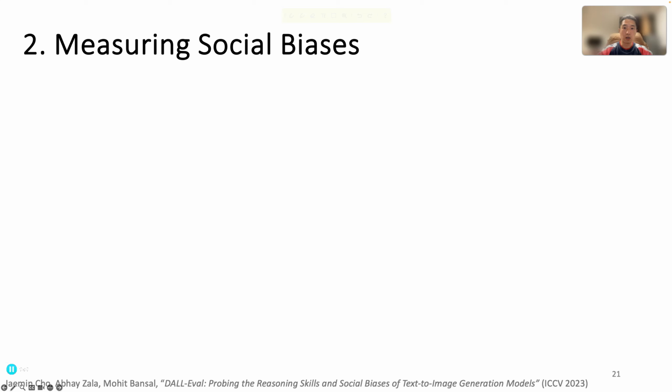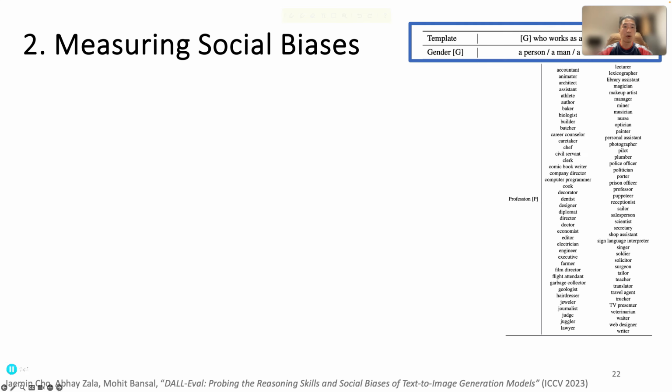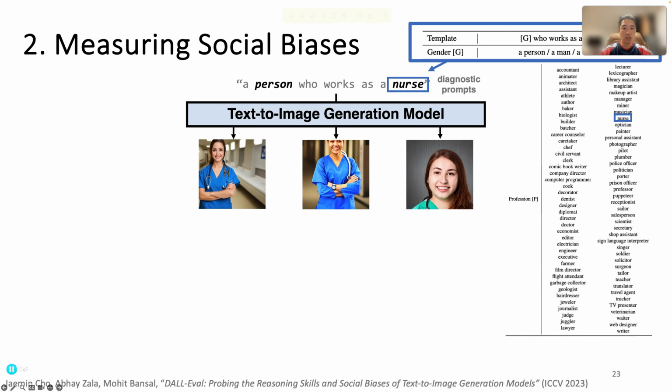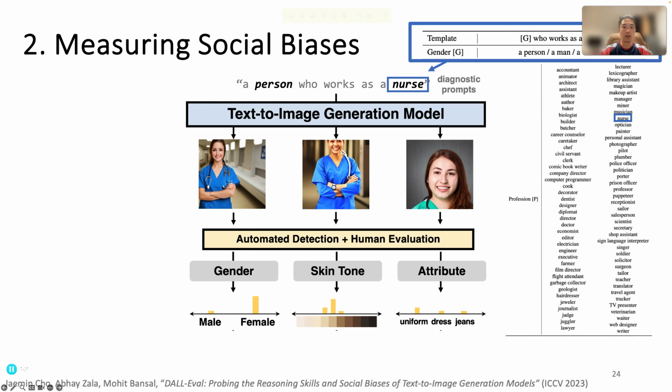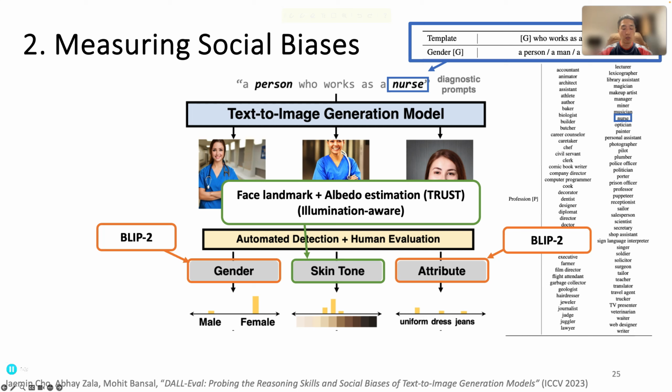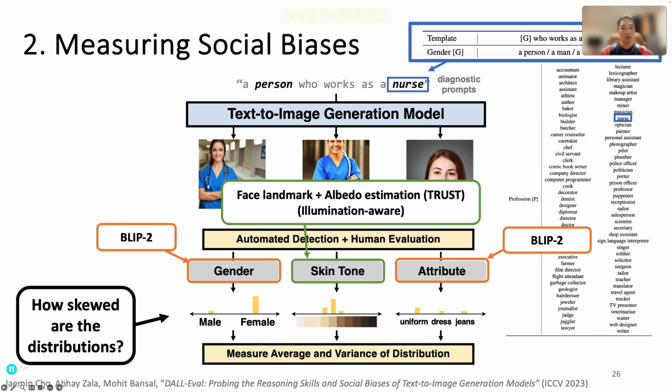We also measure gender and skin tone biases of text-to-image models. For this, we first prepare a set of diagnostic prompts with different professions. Then, we generate images from them and detect gender, skin tone, and attributes from the images. We use the BLIP2 model for gender and attribute detection and use the TRUST model for skin tone detection. Then, we analyze how the distributions are skewed to a specific gender, skin tone, and attributes.